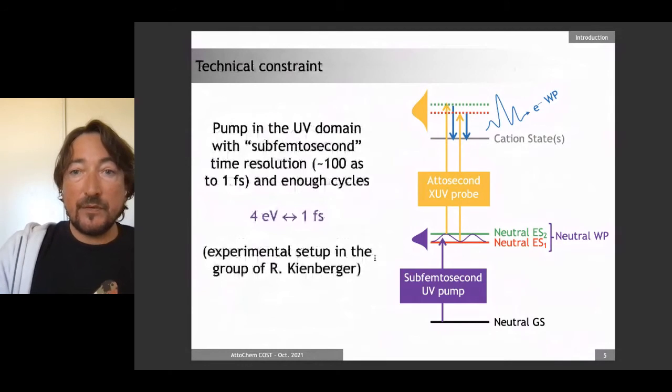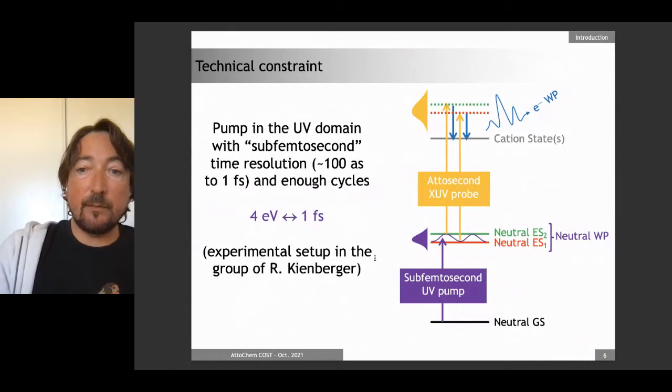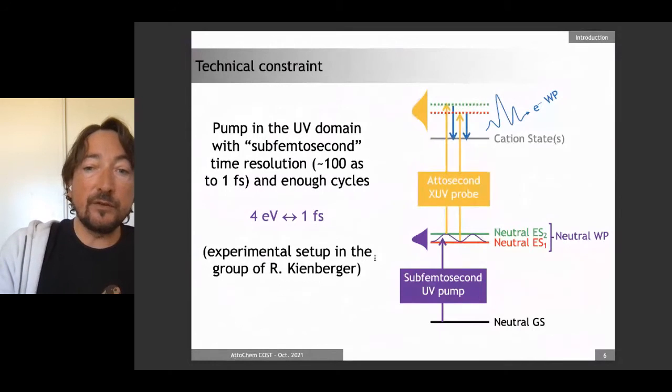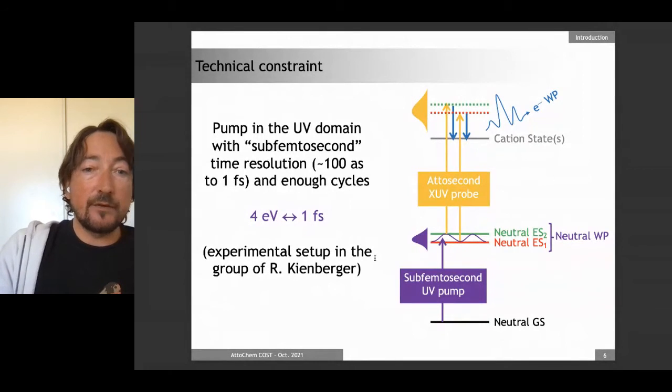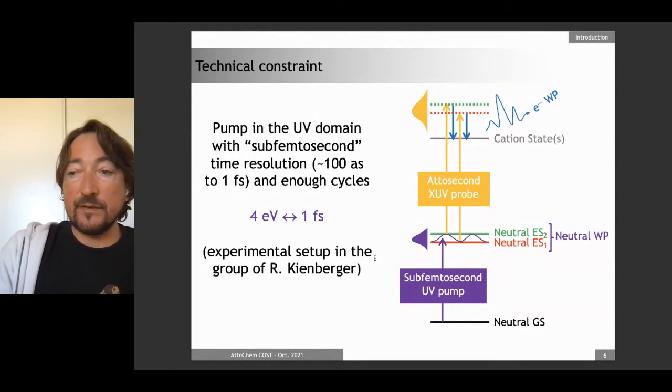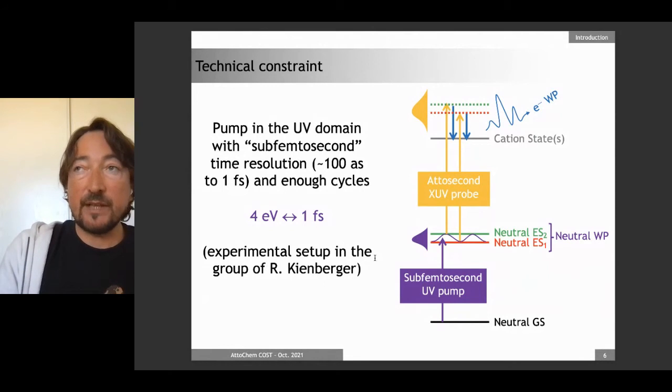As I told you, we are facing technical constraints because if we want to excite neutral states in the molecule that are not too high in energy, say in the UV domain, so the first valence states of a molecule, around 4 electron volts, then we have to deal with pulses of typical durations of 1 femtosecond and make sure that within the envelope we have some cycles, so we are really dealing with few cycle pulses here. But then, as I told you, that's a collaborative project, and we used parameters that are relevant for experimental setups that could actually be carried out in the group of Reinhard Kienberger.